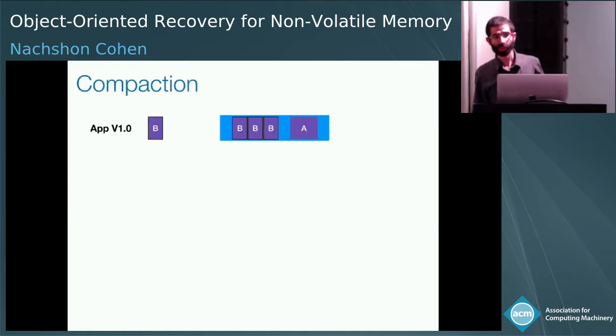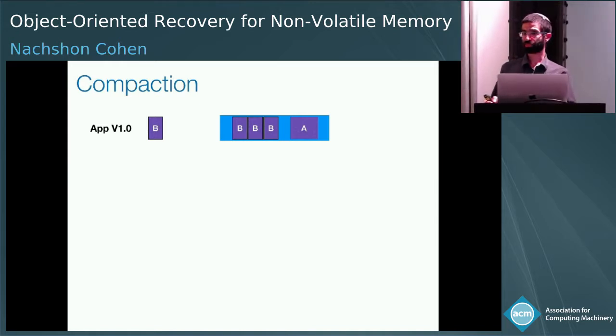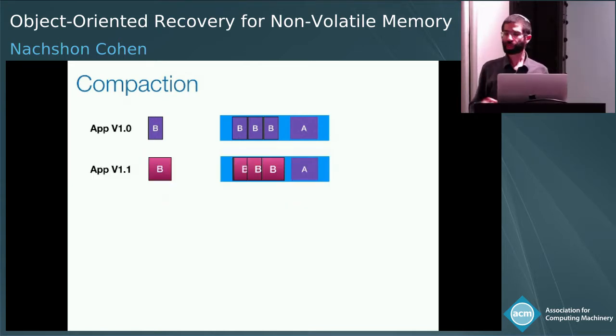Another very important capability of our system is compaction. Typically, when we deal with transient memory, we only have one version of our program. But when we're moving to a durable object, this is no longer correct. So we have our application version 1. And then at some point, we decide that we really need our B object to contain an additional field.